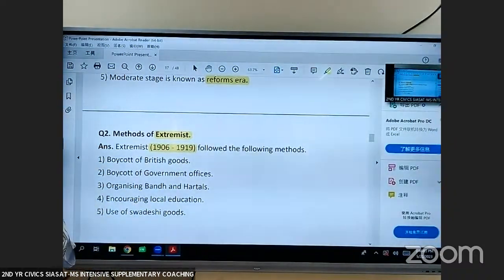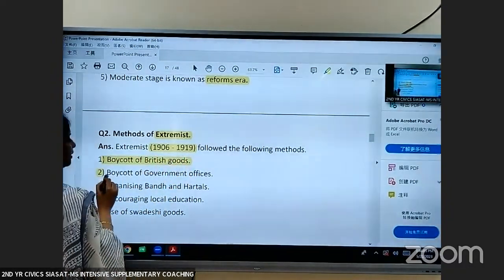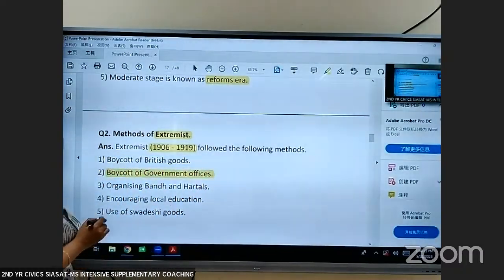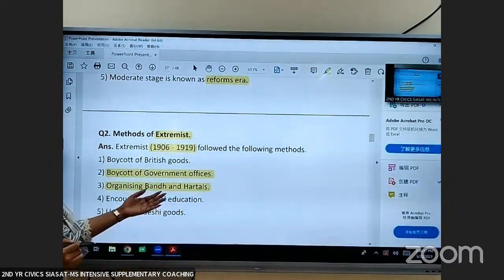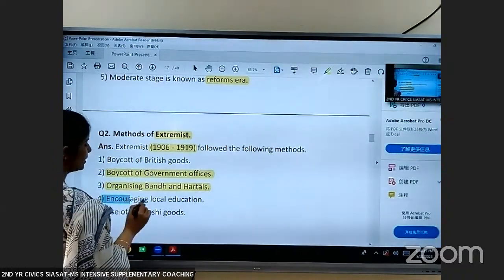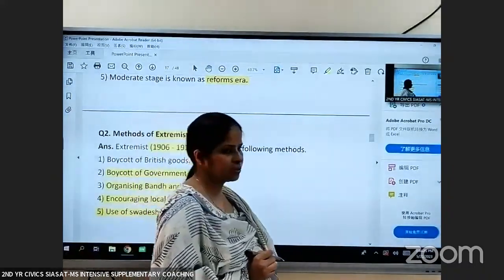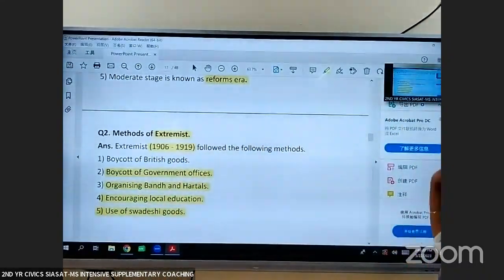They had their own unique method. What was the method? They boycotted British goods, they boycotted government offices, and they used to organize Bandh and Hartals. You know what are Bandh and Hartals? Then they always encouraged local education and the use of Swadeshi goods. These were the methods adopted by the extremists.